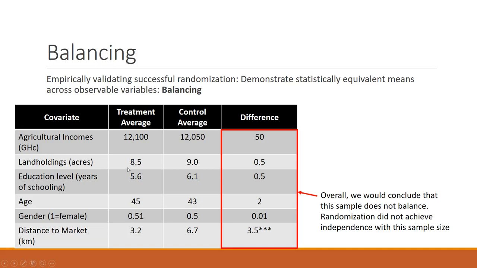However, if we do this balancing test, we do all these tests, we compare the average between the treatment group and the control group for a whole bunch of different variables, and we find that some of them are highly significant, that would imply that our treatment group is not the same as our control group on average, which would mean that our samples don't balance and our randomization did not achieve statistical independence.